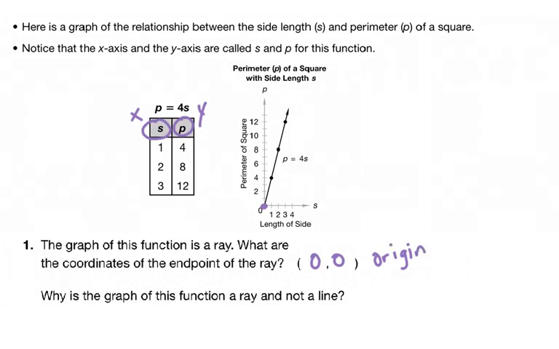Now keep in mind that this is a graph about the relationship between the side lengths and the perimeter of a square. Can I have a -5 side length? No, I don't think I've ever heard of -5 inches. It doesn't work that way, does it? So because of that, that's why it stops at the origin and doesn't go on into our negative numbers. So that's why it's a ray and not a line.